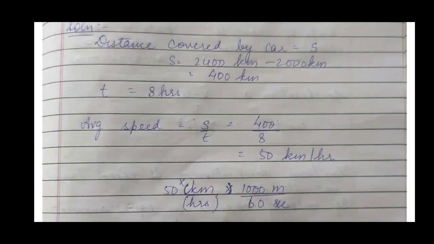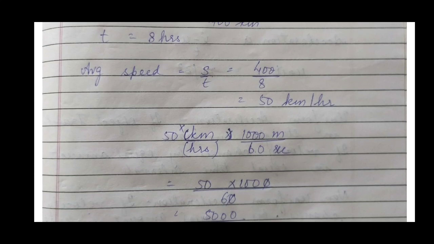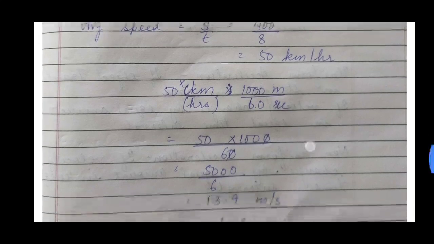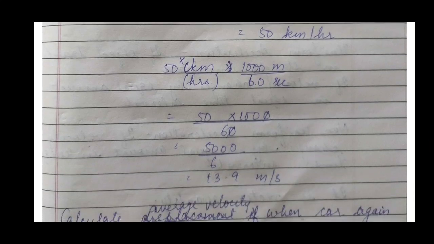Now if we have to convert it into meter per second, we have to convert kilometers using 1000. 1 kilometer is 1000 meters. So 50 kilometers will be 50 into 1000 meters, and 1 hour is 60 seconds. So we have to do 1000 upon 60. When you cancel the zeros and divide by 6, you will get 5000 upon 6, that is 13.9 meter per second.